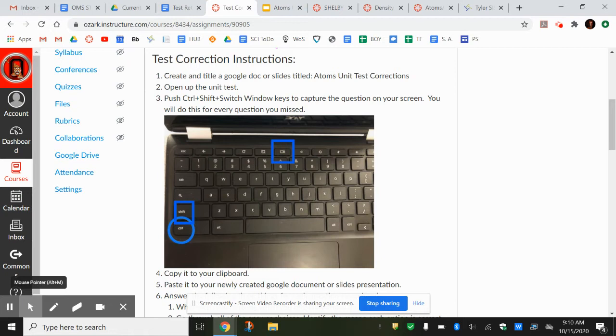You'll also want to open up the unit test because for every question that you missed on the unit test, you're going to screenshot that question and actually paste it over onto the doc or the slide. So in order on a Chromebook to screenshot, you need to push 3 buttons at the same time. Your Control and Shift and the Windows Shift button. This is a little bit different on my personal computer, which is why I'm not going through this.